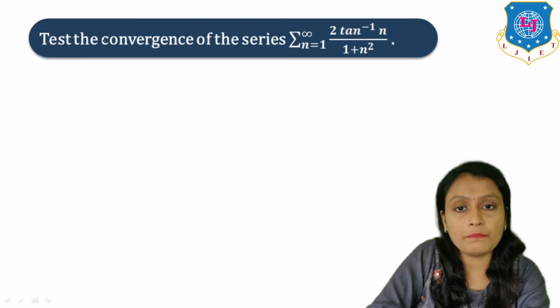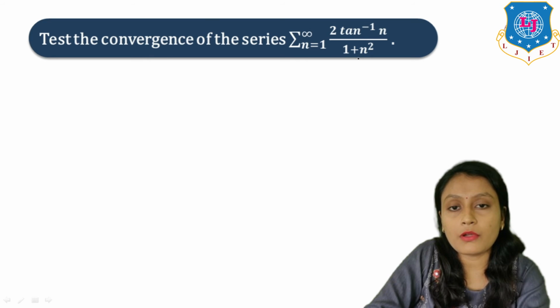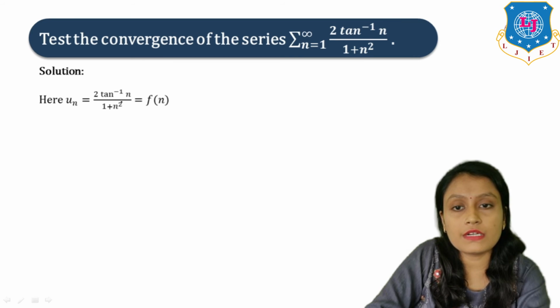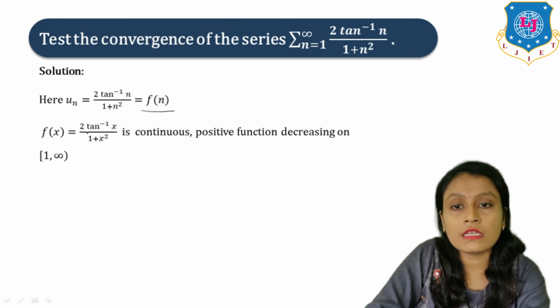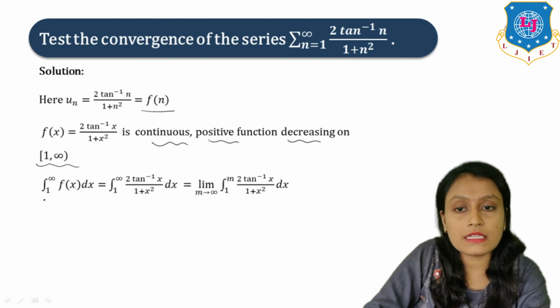Now one more example. Test the convergence of the series n from 1 to infinite 2 tan inverse n upon 1 plus n square. Here un is given, that is 2 tan inverse n upon 1 plus n square. This is f of n. Okay, so firstly we will write f of x, that is 2 tan inverse x upon 1 plus x square, which is a continuous, positive and decreasing function in the interval 1 to infinite. So we will find this integration 1 to infinite f of x dx.